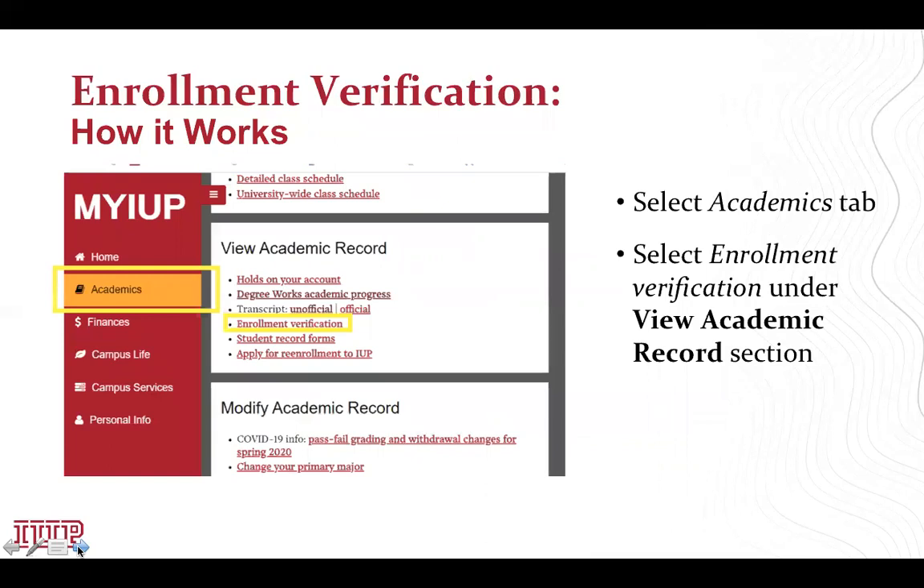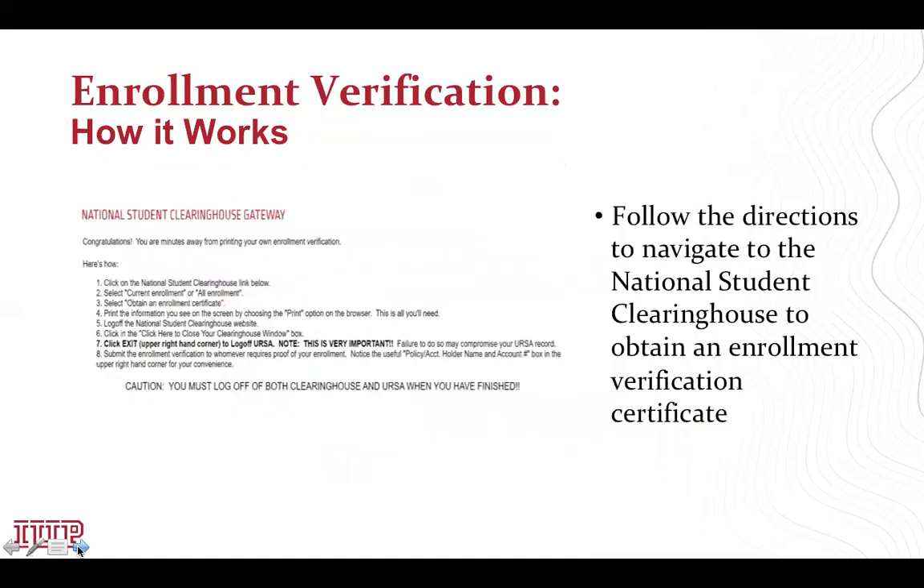To access an enrollment verification, navigate to the Academics tab of your My IUP account. Select Enrollment Verification under the View Academic Record section. Follow the directions to navigate to the National Student Clearinghouse to obtain an enrollment verification certificate.